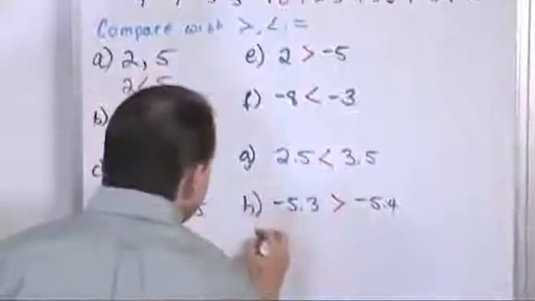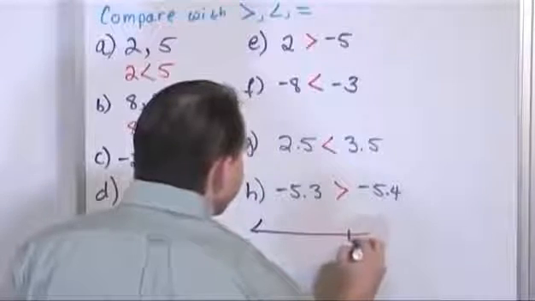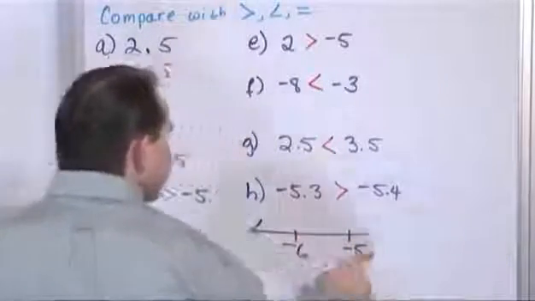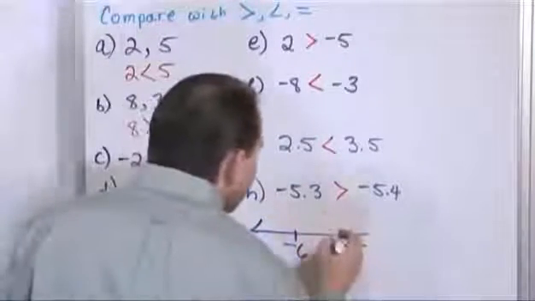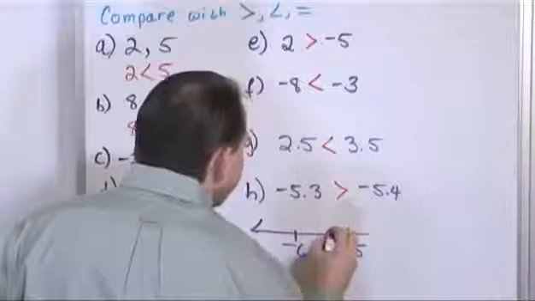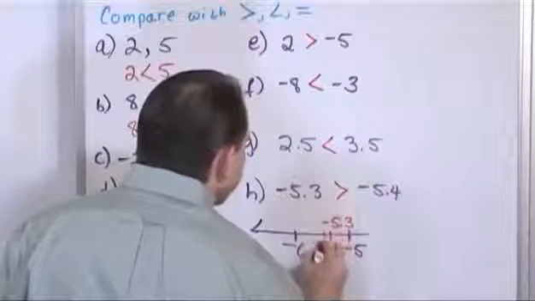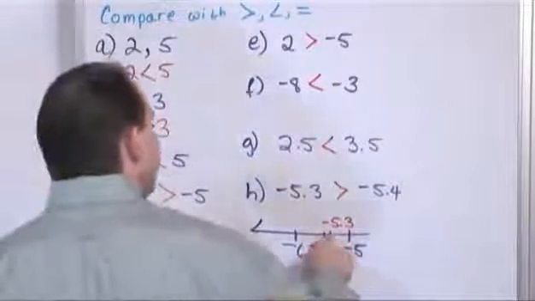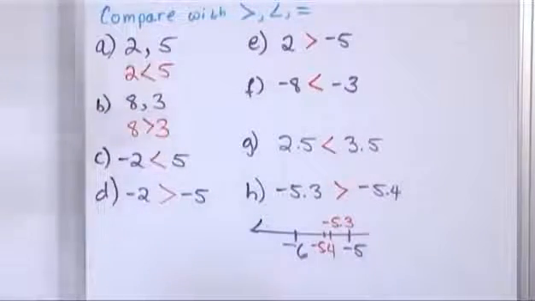Just to make it totally clear, if you were to blow up the number line here, and let's say this is negative 5, and this is negative 6. So 0 is over here, negative 5, negative 6, negative 7. So what you have here is, this would be like negative 5.3, and right here would be like negative 5.4, a little bit farther that way. So negative 5.4 is actually the smaller number because it's farther that way. It's farther negative.